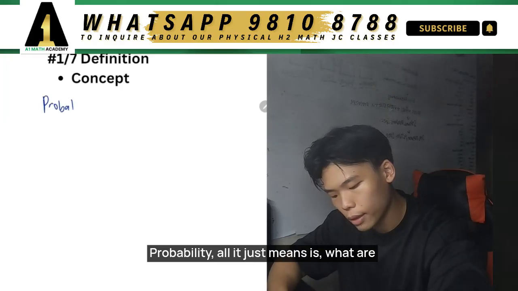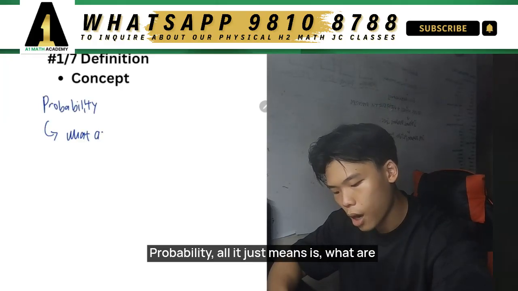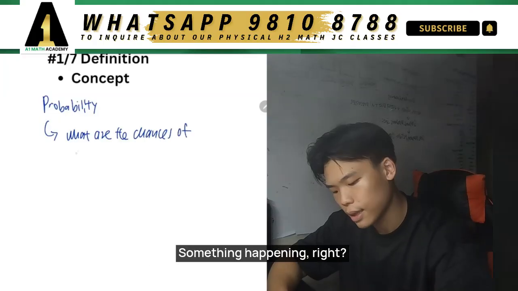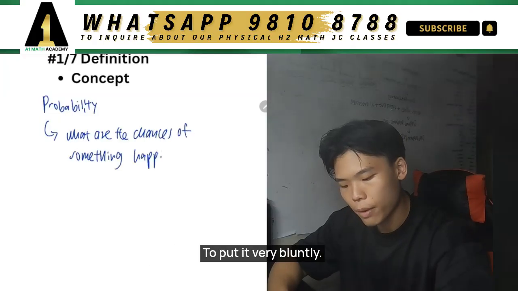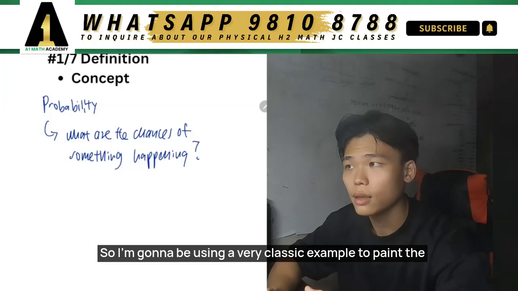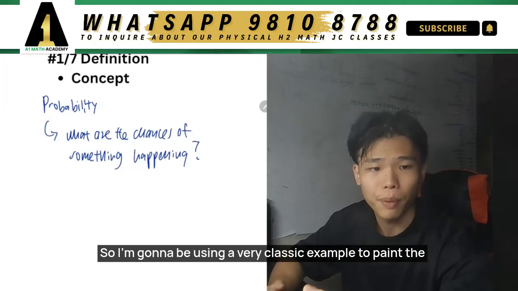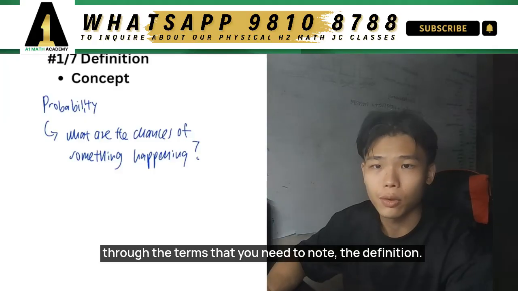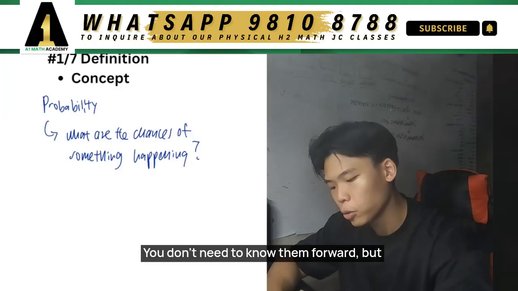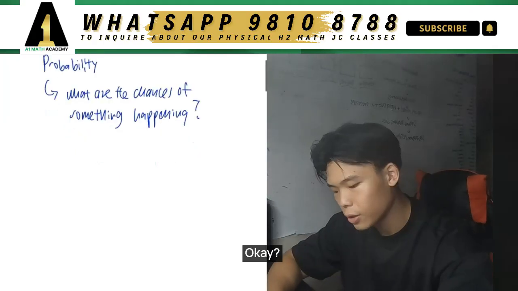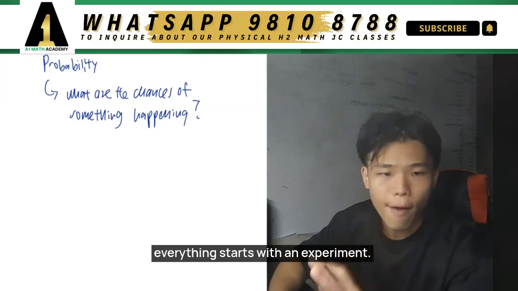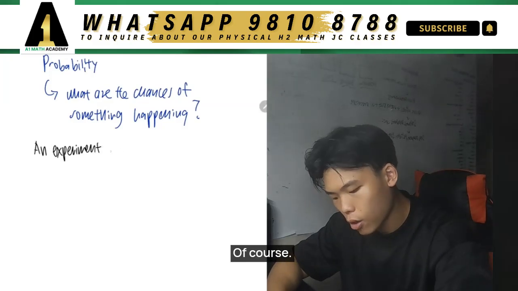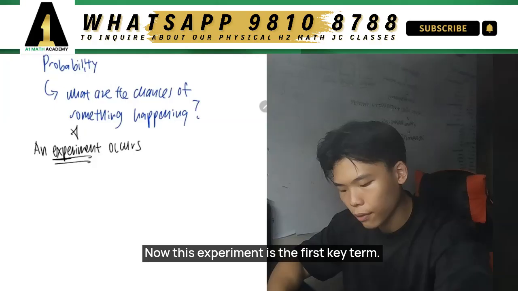Let's start off with a very broad idea of what probability is. Probability just means what are the chances of something happening, to put it very bluntly. I'm going to be using a very classic example to paint the picture, and also to run through the terms that you need to know. You don't need to know the definitions word for word, but you need to know the meaning of each term. In probability, everything starts with an experiment.